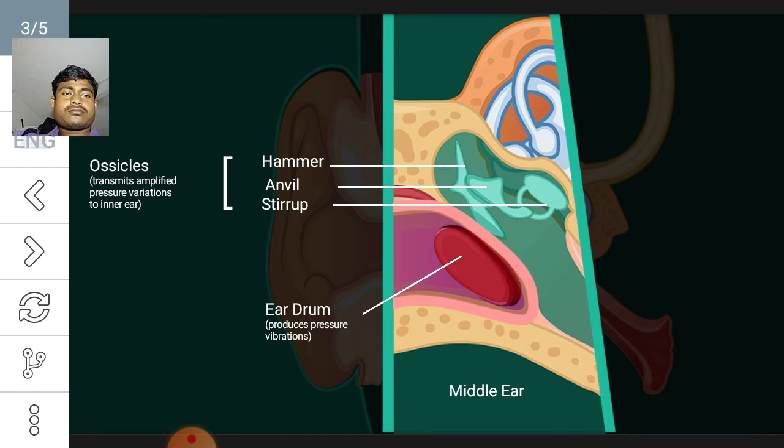Sound traveling through the ear canal strikes the eardrum, which in turn vibrates the ossicles. The vibrations are then amplified by the ossicles, and the amplified pressure variations from the sound waves are transmitted to the inner ear.